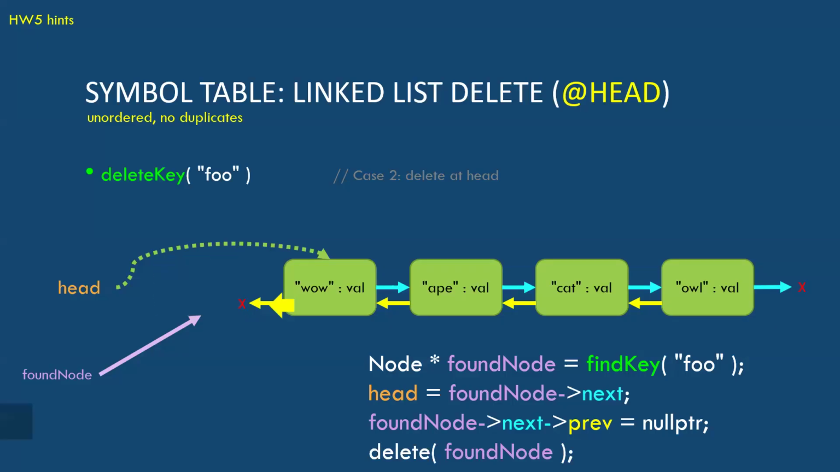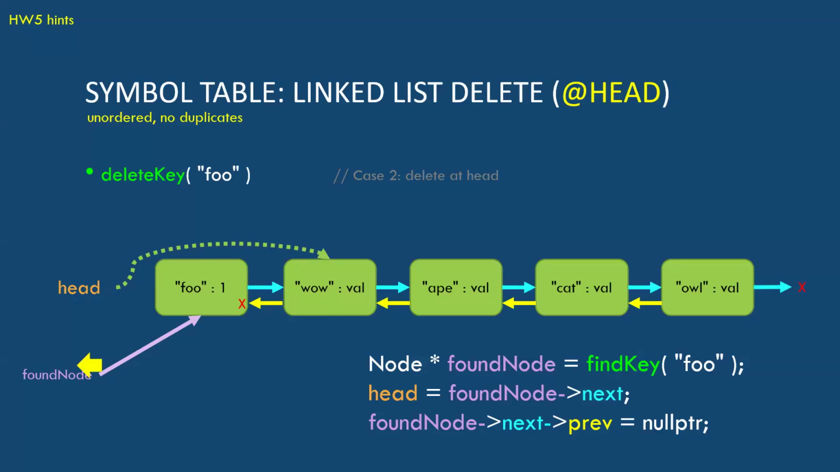And I might have a little animation that shows that. So I could do that: head gets found node next, head previous gets null, delete found node. And then return true because we found and deleted it. Let me go back and show you that before the final thing there. Okay, questions on that part?